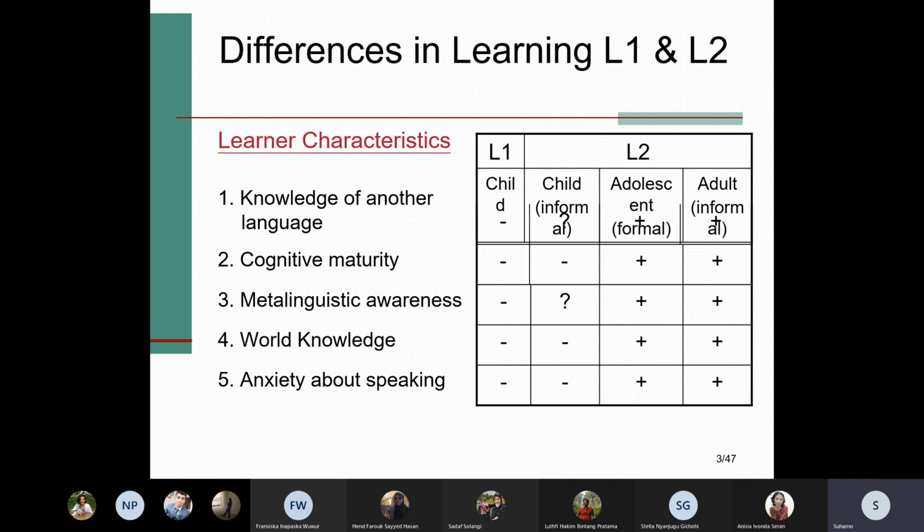Let's say about using the simple present tense. For the third person, we use s or es for the verb. I go, you go, but he goes. My mother goes, and so on. So from a lot of practice, the rules will be internalized by the children. That is point number 2, cognitive maturity.